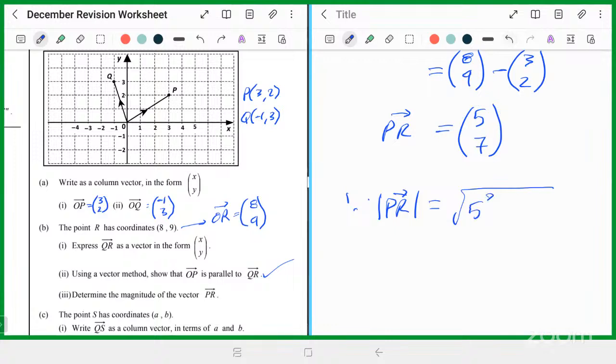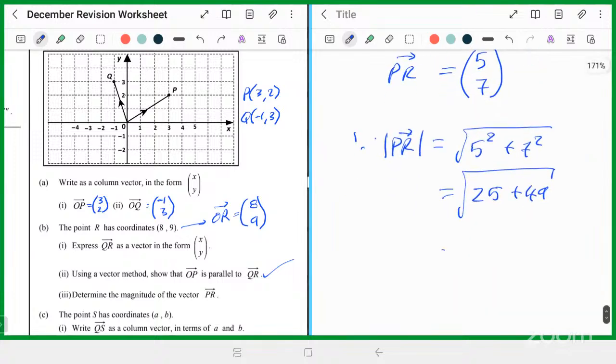Remember, 5 squared plus 7 squared. Whatever that works out to is the answer. This is the square root of 25 plus 49. 25 plus 49 is how much? 64?